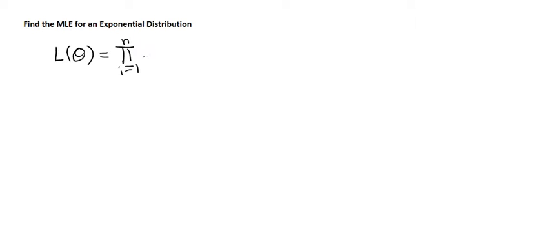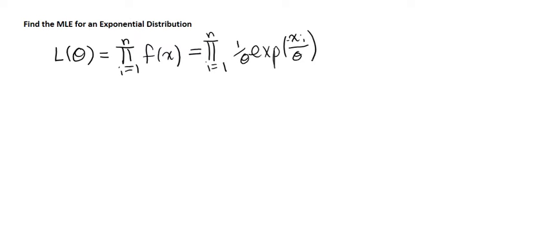The big difference between the likelihood function and the joint distribution is that in the joint distribution you're typically solving for x, but in the likelihood function we are more interested in theta. Theta is our unknown parameter. So because this is exponential, this is going to be negative x over theta, what we have to work with.